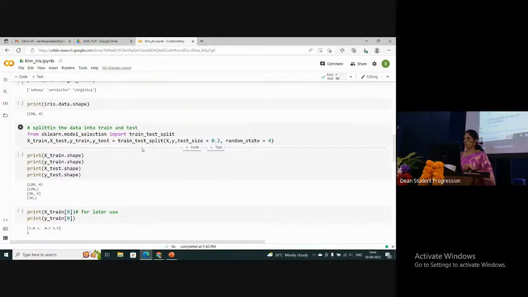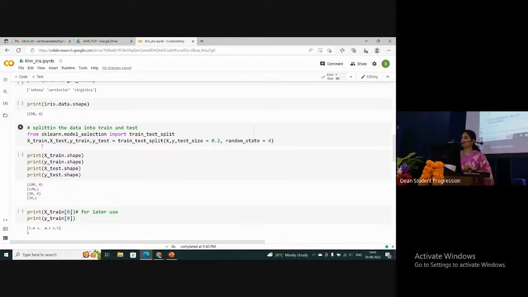I have one function, train_test_split, where I'm passing the entire X and Y. X contains all the feature data, and Y is the label data. What is your test size? The test size I mentioned as 0.2, that is 20%. Okay, and the random state is 4, which means that if you assign a value of 4, each time it is going to consider the same split for your classification.